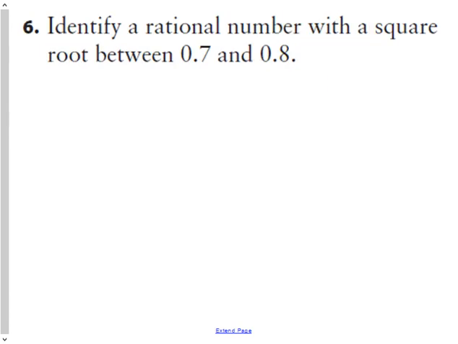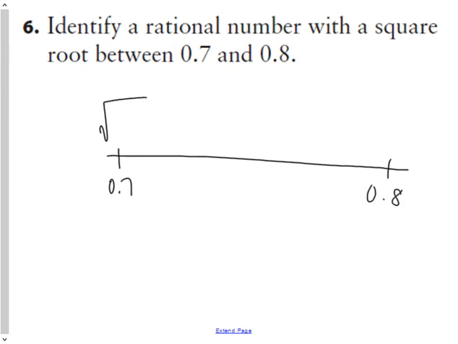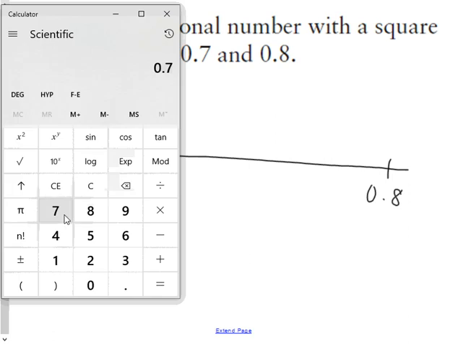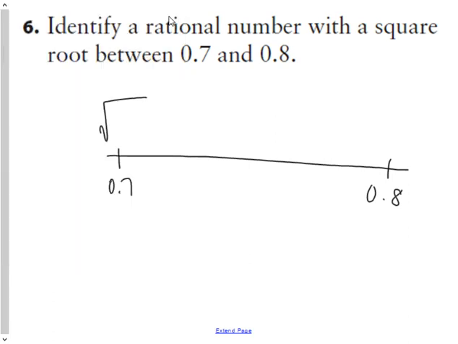Question 6, identify a rational number with a square root between 0.7 and 0.8. Again, probably the easiest way to do it is to ask, what number has a square root of 0.7? In order to find that number, I can take my calculator and see what decimal 7 multiplied by itself is. The answer is 0.49. So the square root of 0.49 is decimal 7. And without a calculator, I could be pretty sure that the square root of 0.64 is decimal 8.